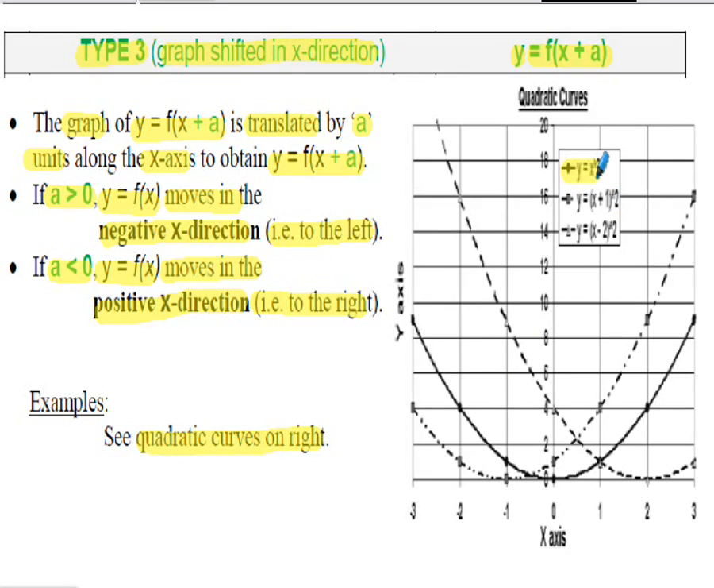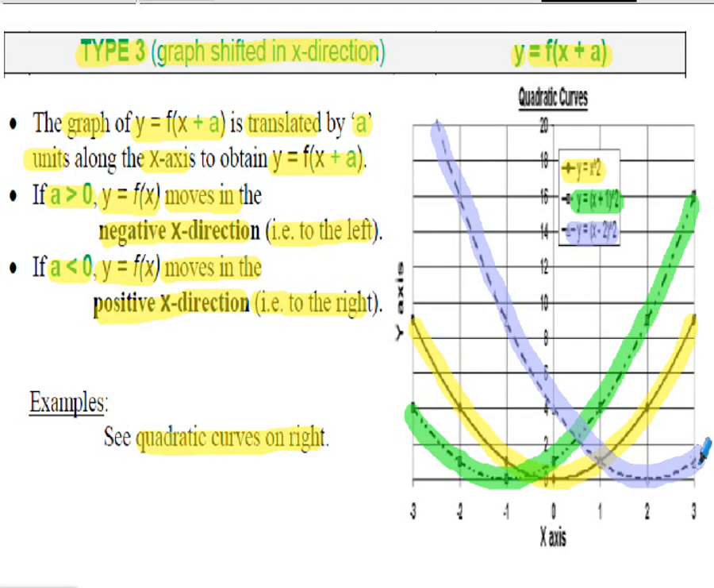So considering our y is equal to x squared curve, it would be this curve here, going through 0, 0. Y is equal to x squared, quadratic curve. If we plot the y is equal to, in brackets, x plus 1 all squared, we would plot this curve here, where the curve has shifted to the left by 1 unit. If we plot the curve y is equal to x minus 2 all squared, we will plot this curve here, where the curve is now shifted to the right by 2.